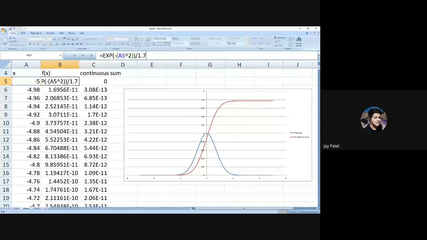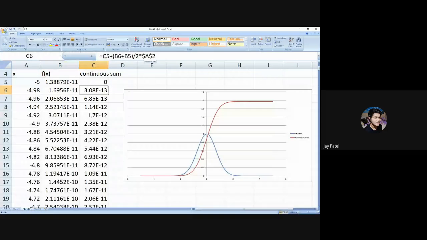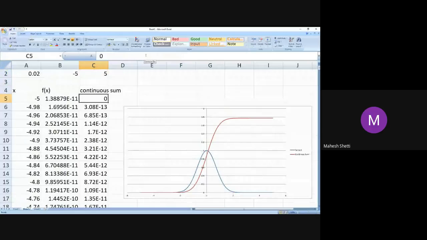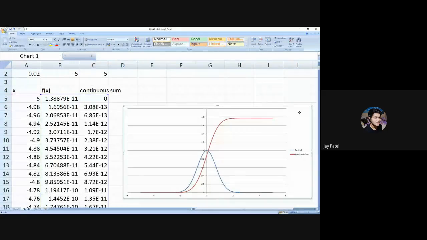Sorry to interrupt. The increase in the continuous sum is quite non-intuitive in the case of this Gaussian. Can you please elaborate? Like, the value is decreasing, so the sum should also decrease.